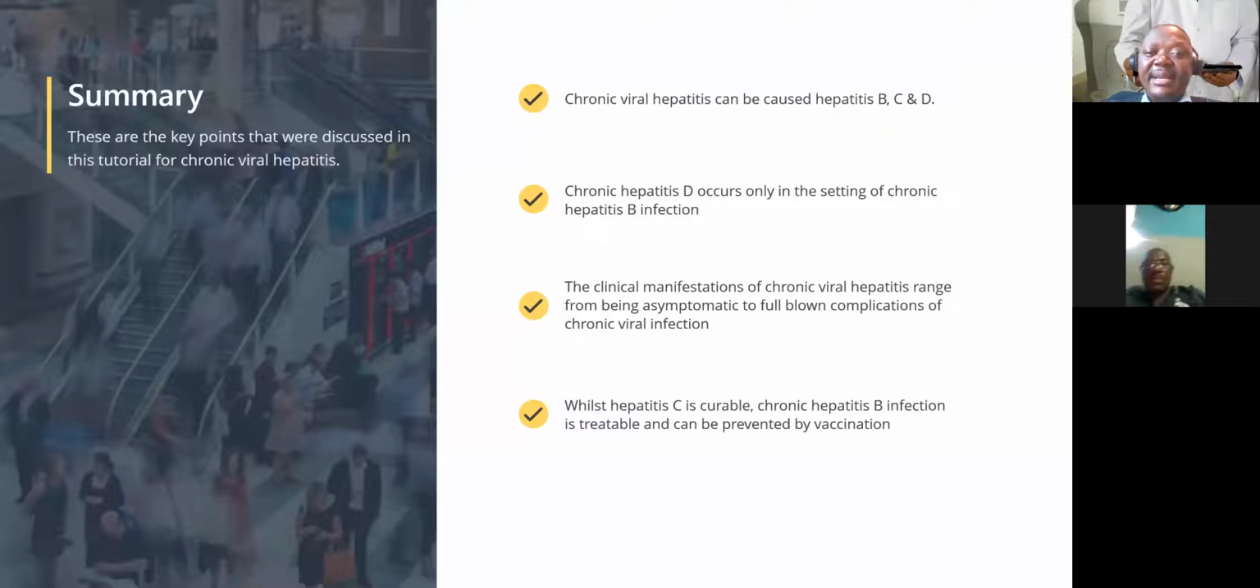In summary, 1, chronic viral hepatitis can be caused by hepatitis B, C, and D. 2, chronic hepatitis D occurs only in a setting of chronic hepatitis B infection. 3, the clinical manifestations of chronic hepatitis range from being asymptomatic to full-blown complications of chronic viral infection. Whilst hepatitis C is curable, chronic hepatitis B infection is treatable and can be prevented by vaccination. That is the B form.